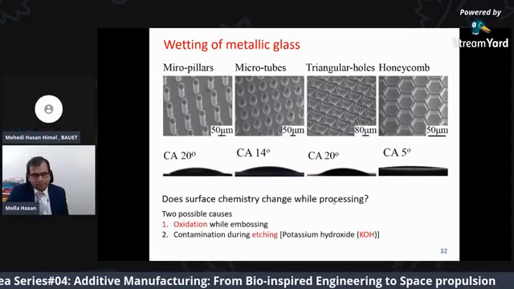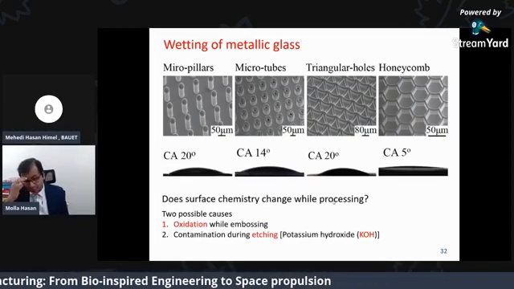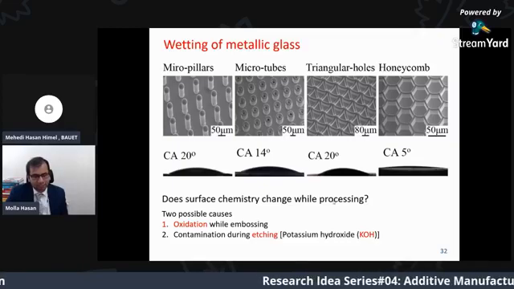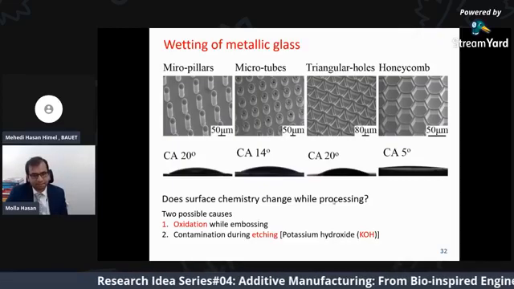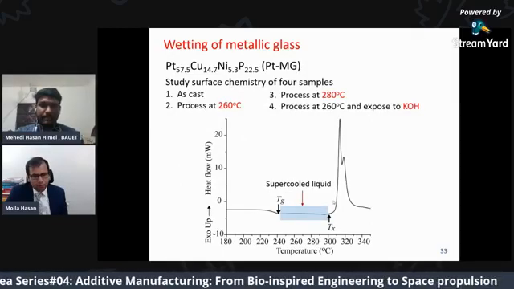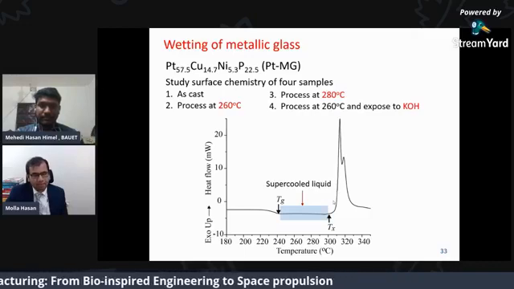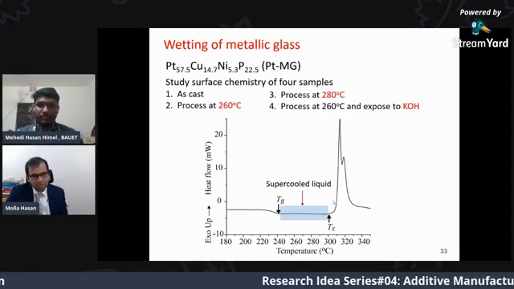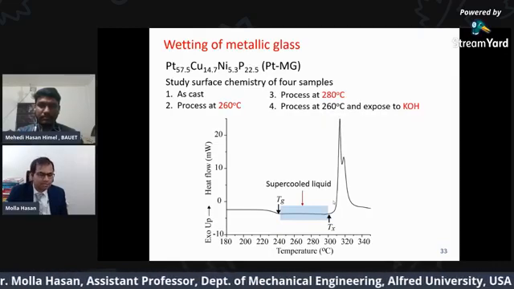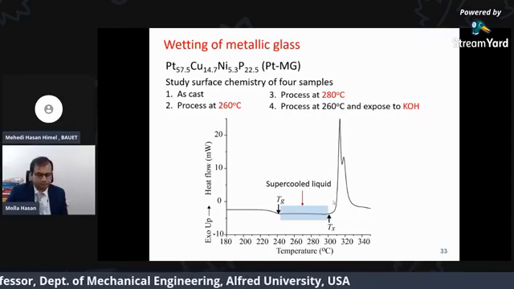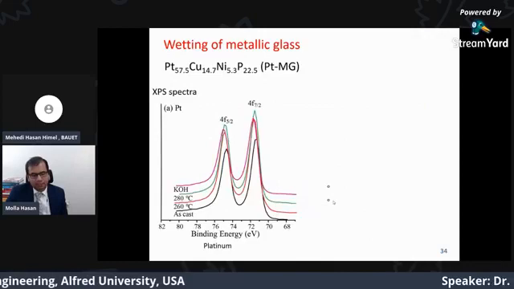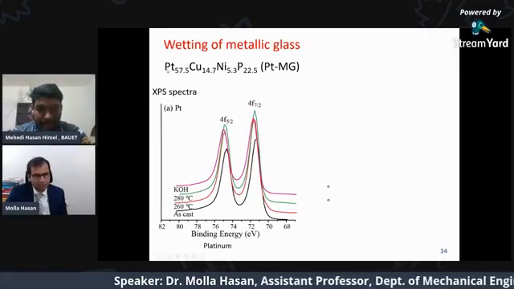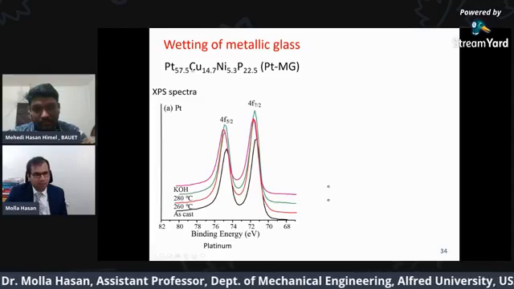And so we thought, is it possible that there is some chemistry change while we do the embossing process? Does the surface get contaminated while we perform the etching? In order to find out, we did a systematic study, and we made 4 different samples with different temperatures, and these 4 samples represent 4 different stages of the entire fabrication. When we did the XPS study, it was a platinum-based metallic glass, which has 4 elements: platinum, copper, nickel, and phosphorus.